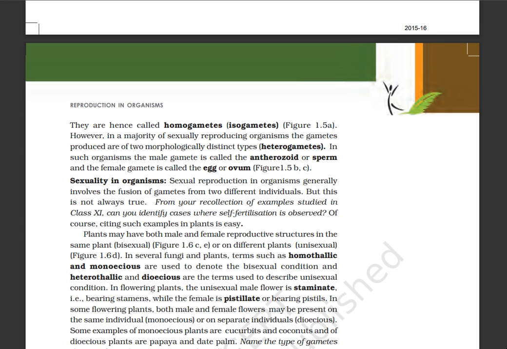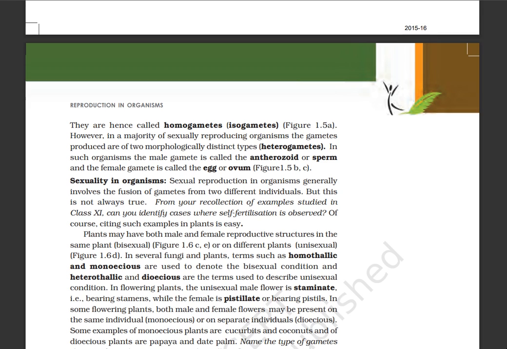Plants may have both male and female reproductive structures in the same plant, bisexual, figure 1.6c, or on different plants, unisexual, figure 1.6d. In several fungi and plants, terms such as homothallic and monoecious are used to denote the bisexual condition, and heterothallic and dioecious are the terms used to describe unisexual condition. In flowering plants, the unisexual male flower is staminate, i.e., bearing stamens, while the female is pistillate or bearing pistils.